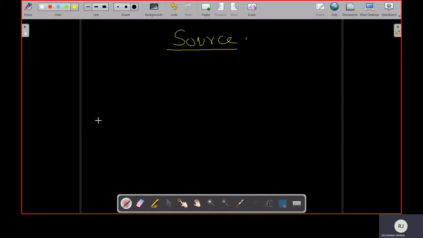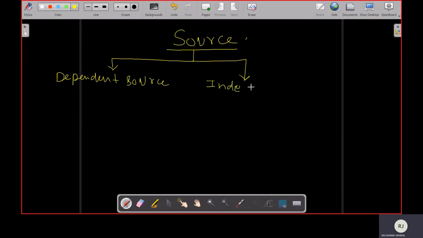Okay guys, now we could say there are two types of source in an electrical network. First one is called dependent source, and second one is independent source. Okay guys, what do you mean by dependent source?